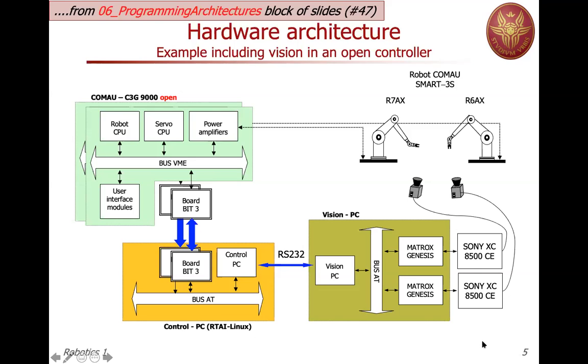Now here, in fact, the serial port is between two external PCs. One was devoted to processing camera information and giving reference to the control PC, which, with a board placed on its own bus, and the same board placed on the VME bus of the C3G 9000 controller of the Comau robot, could even access torque commands.